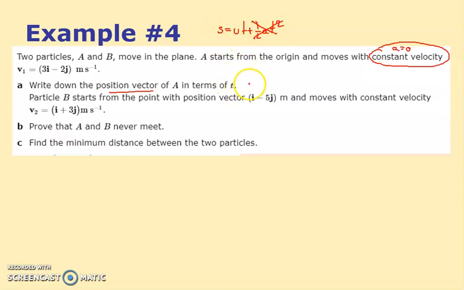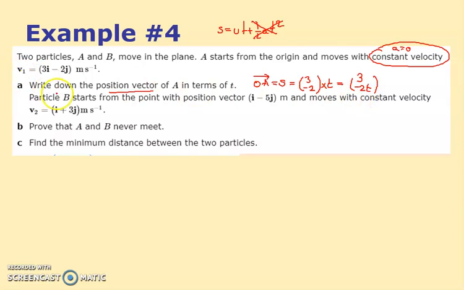So the position vector of A, which might be best written as OA, but really I'm thinking of this as s. And what is s? It's ut. So my initial velocity is that, 3 minus 2, times by the t, which I don't know what it is. That's why it says in terms of t. And now normally I'd write plus all this, but there's nothing there to add, so I think the answer is just 3t and minus 2t.